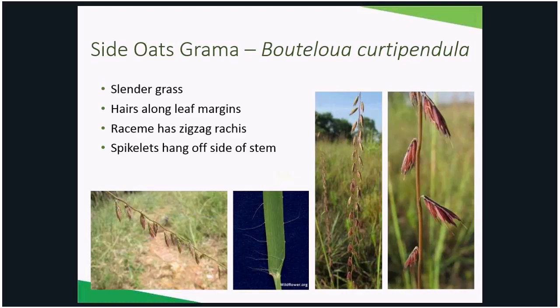And often this grass, later in the season, when it starts to dry out, will bend over and the spikelets hang off just one side of the stem, which you can see here in this picture. Again, as it starts early in the season, it'll be held straight up, but later in the season, it'll bend over and hold all of those spikelets to one side, which is where it gets that name, side oats grama.